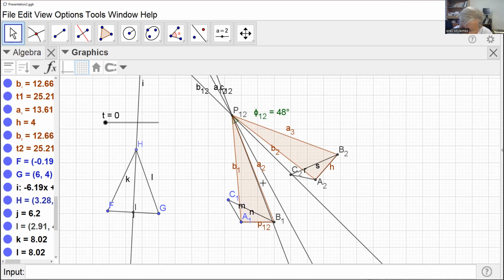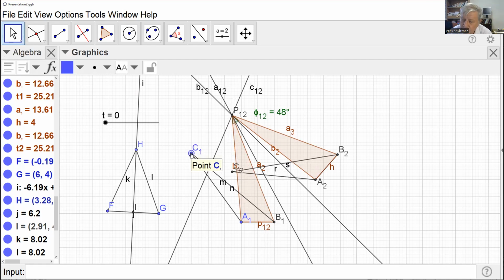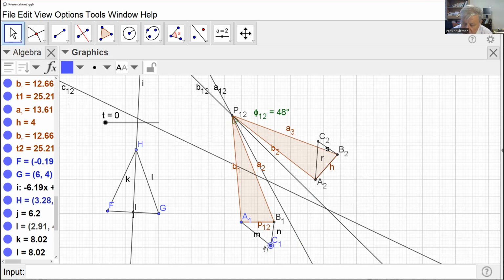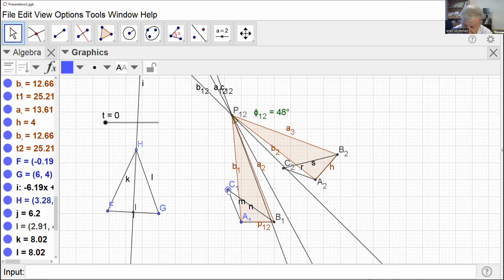Is that agreed? For example, here is C1, C2. Is that agreed? That's C1. I have another point C1 like that. Its perpendicular passes through. Oh, my triangle is on the other side. It's turned over.